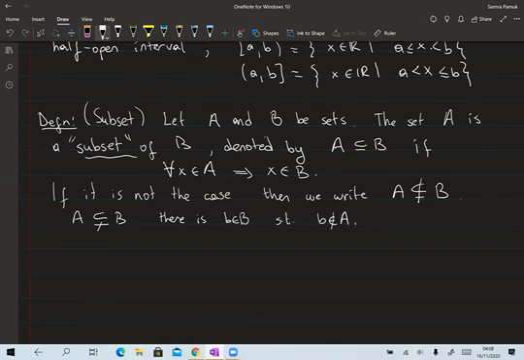Okay, what else? We can give examples of subsets. If it is not the case, I didn't write the negation here, maybe: there exists x in A and this x is not in B. Okay. What else? Remark: for any set A, the empty set is always a subset.